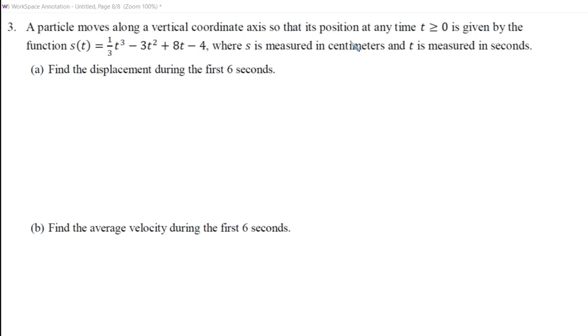This is on page 57. So page 57. A particle moves on a vertical coordinate axis so that its position at any time t bigger than 0 is given by the function, where s is measured in centimeters and t is measured in seconds. So here's what we have. A particle, here's my particle, it can only move up or down. Makes sense, okay? Now, s of t represents our position. So it tells you where you are.